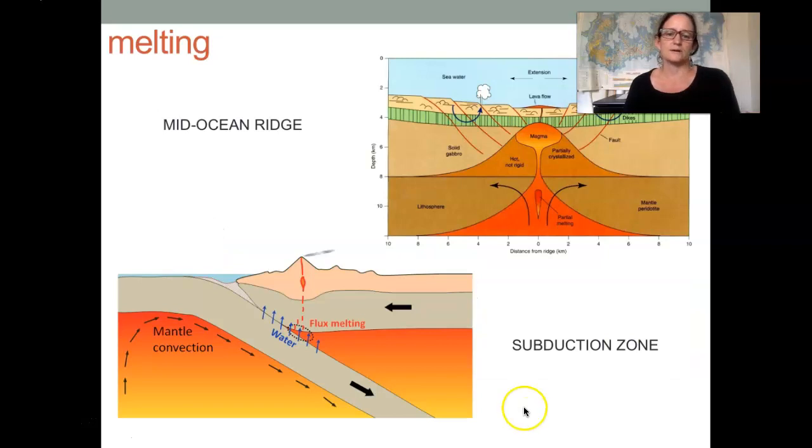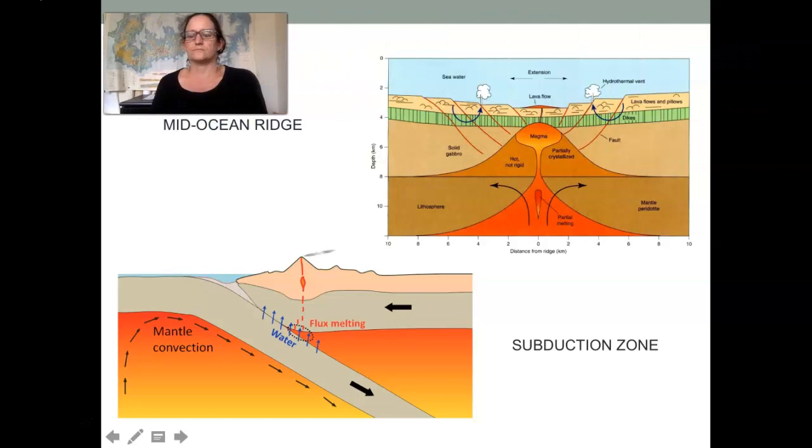All right, why does melting occur? Here are two instances, the main instances where we have melting. It's related to plate tectonics. So look at the surface here. I have this faulting. This is a rift zone where eventually this would be a mid-ocean ridge. And the crust is thinning here.